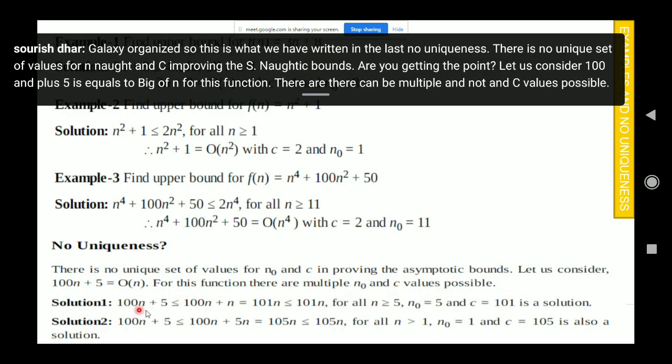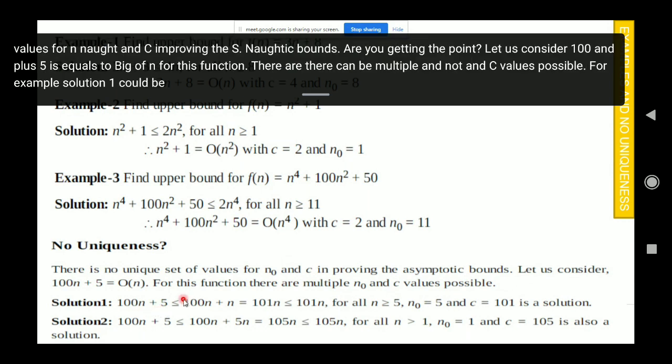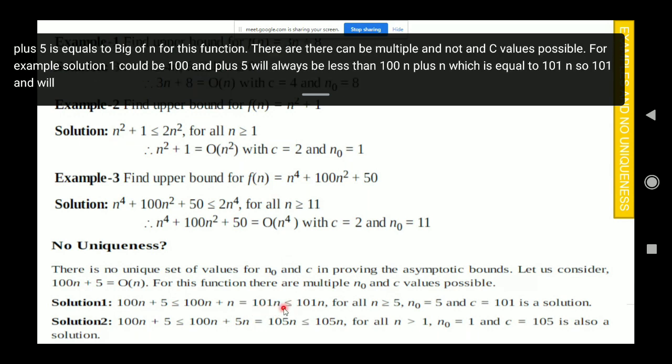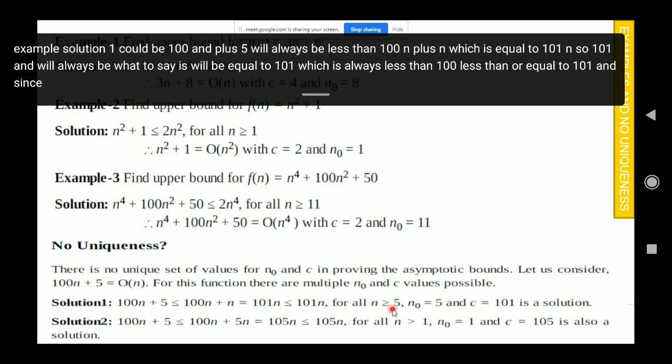For example, solution 1 could be: 100n plus 5 will always be less than or equal to 100n plus n, which is equal to 101n. So in this case, for all n greater than 5, n naught will be 5 and c is 101. It can be one solution. Am I right?